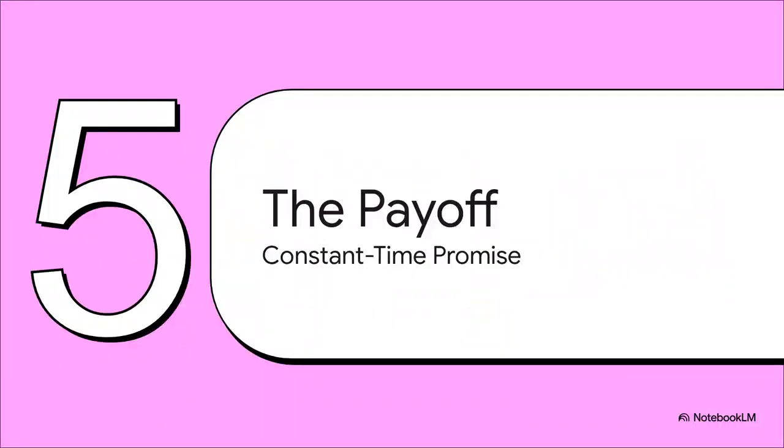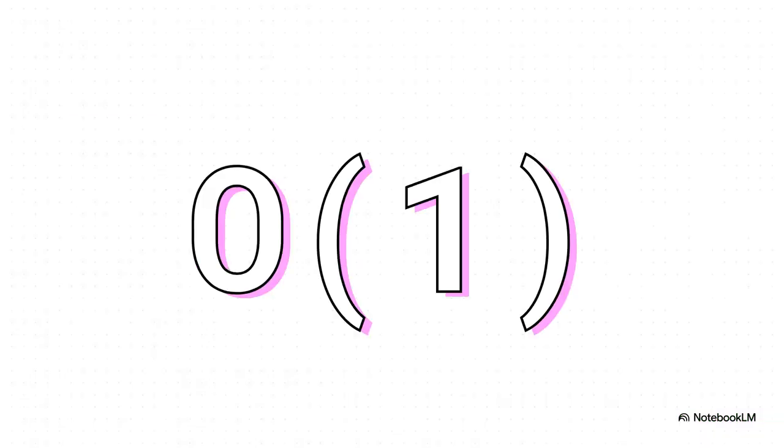So what do we get for all this cleverness? What is the ultimate reward for embracing randomness? Well, it's a performance guarantee that is just, it's the holy grail. This is it. O(1), constant time.